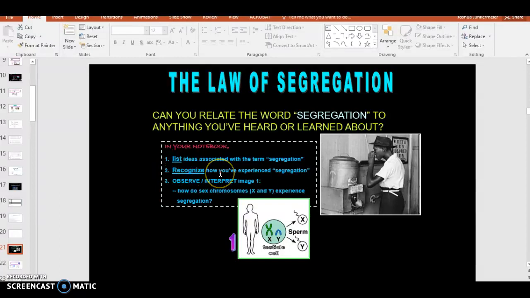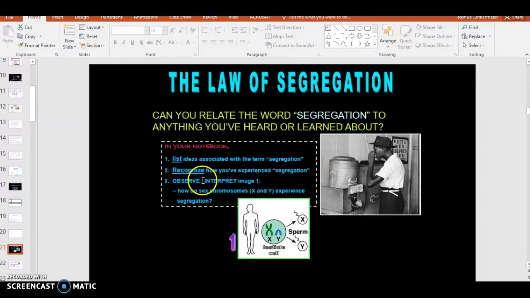Next is recognize how you've experienced segregation. So think about a time in your life where you've been separated or isolated and put in your own place separate from other people. Whatever it was, whether it was done at home, sent to your room, or maybe you had a specific class you felt like you were separated from others. Maybe you were assigned a different desk from your friends, whatever it might be. But think of a time where you were segregated.